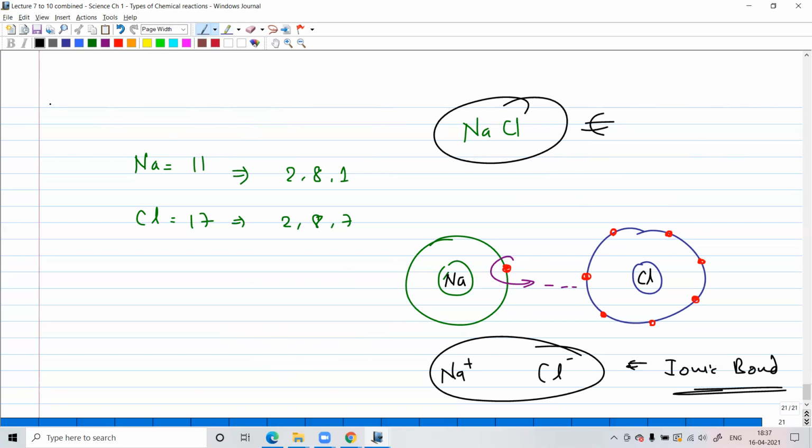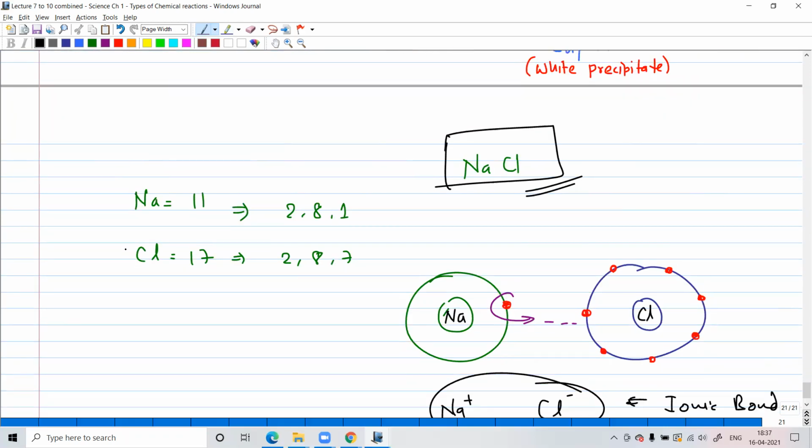Sorry, sir, I confused it with calcium oxide where we write Ca2O2 and that 2 we don't write since they are common between them. Okay, that's okay, not a problem. So the doubt is clear, right? Yes, sir. Okay.